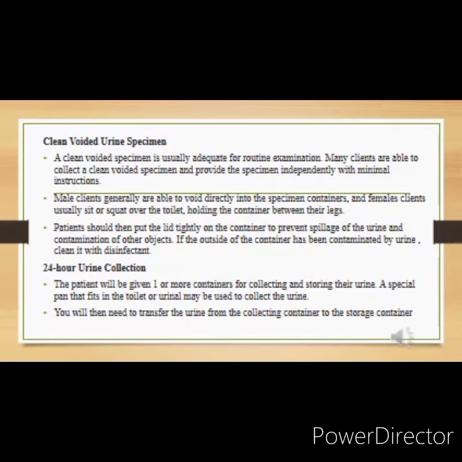For a 24-hour urine collection, the patient will be given one or more containers for collecting and storing their urine. A special pan that fits in the toilet or urinal may be used to collect the urine. They will then need to transfer the urine from the collecting container to the storage container. And as stated earlier, the sample should be kept cold.